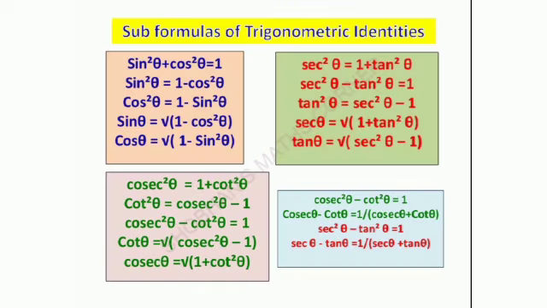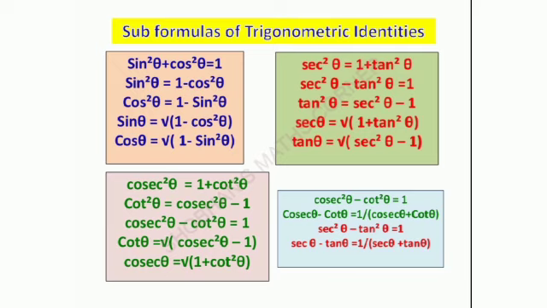Sub formulas of trigonometric identity. First you can see sin square theta plus cos square theta is equal to 1, which is the first identity. In this I am shifting cos square to the right side: sin square theta is equal to 1 minus cos square theta. Here we are just shifting and rearranging them for fast calculations. So that's why it is better if you learn these formulas.